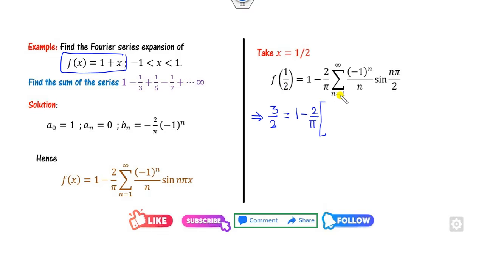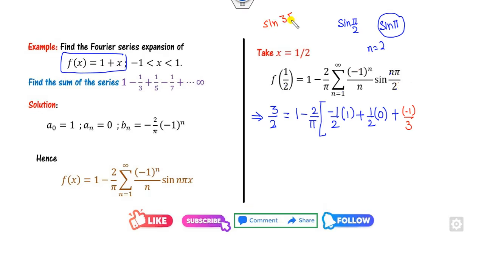Now I can open this bracket. When n is 1, it is minus 1 over 1, and sine pi by 2, that is 1. Plus, when n is equal to 2, it is plus 1 over 2. What is the value of this? When n is equal to 2, 2 and 2 cancel, sine pi. What is the value of sine pi? 0. Plus, when n is equal to 3, this number will be minus 1 over 3. This term will be sine 3 pi by 2.